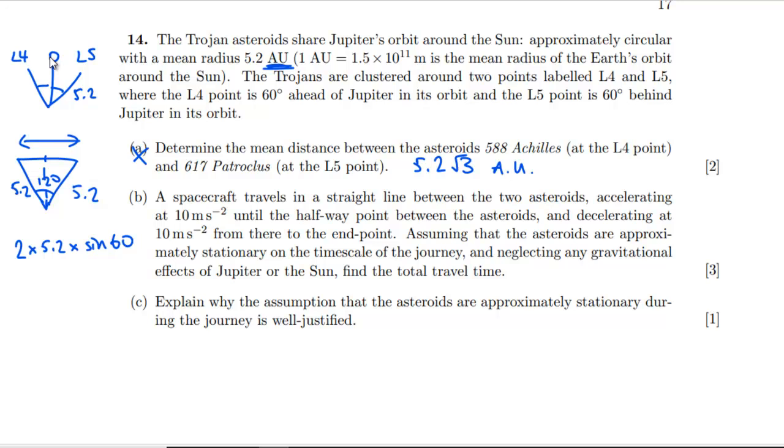A spacecraft travels in a straight line between the 2 asteroids, accelerating at 10 meters per second squared till the halfway point, then decelerating to the end. Okay, assuming the asteroids are approximately stationary on a time scale of the journey, neglecting any gravitational effects, find the travel time. Right, so we are going to want this then, because we're now dealing in meters. So sticking this in the calculator and multiplying it by the 1.5 times 10 to the 11 is giving me 1.35 times 10 to the 12 meters.